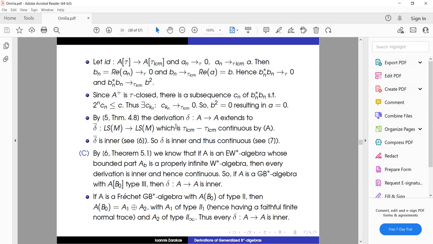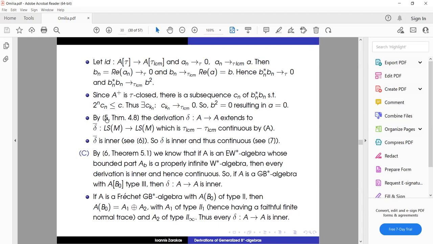So in our derivation, delta bar from LSM to LSM is continuous from the previous result. But now we're working with delta. Delta is from alpha to alpha. It is our algebra alpha that we start from. How can we extend it to LSM? This is something that was done, a very nice result.